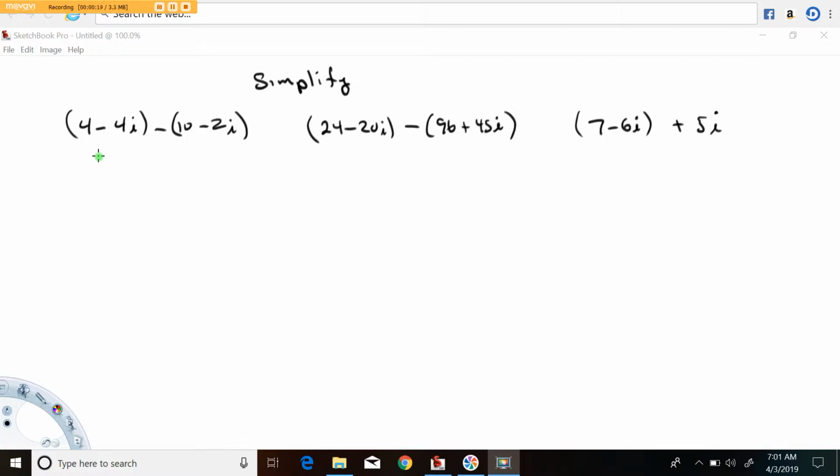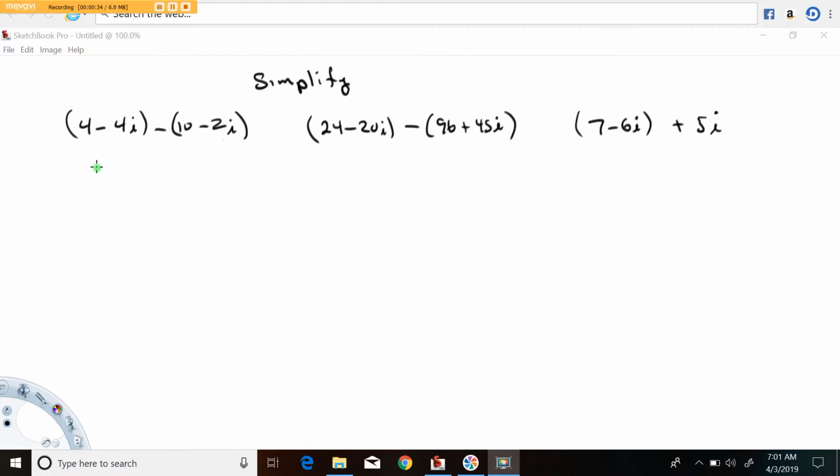And again, what we're looking at is a pair of complex numbers. 4 minus 4i is one complex number. The real part is 4, and the imaginary part is the minus 4i. And then minus this complex number, the real part is 10, and the imaginary part is minus 2i.